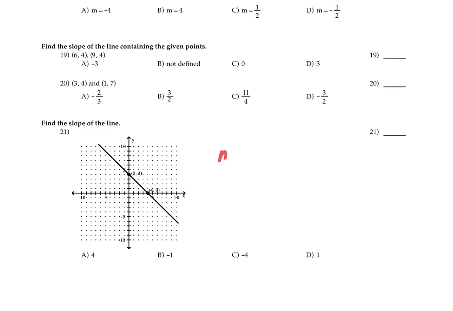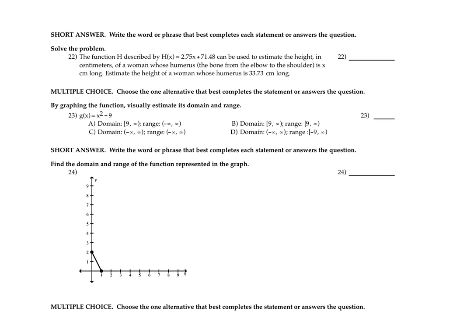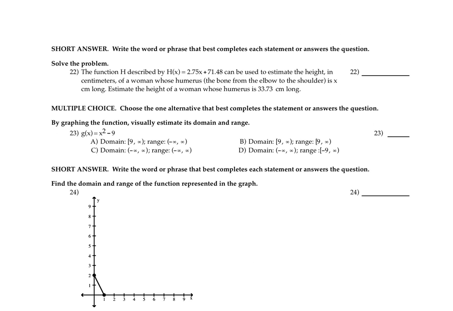21, we have rise over run for our slope. They give you 2 points, so you just count, essentially. 22 is kind of like the Celsius Fahrenheit, except they go ahead and tell us what the equation is.